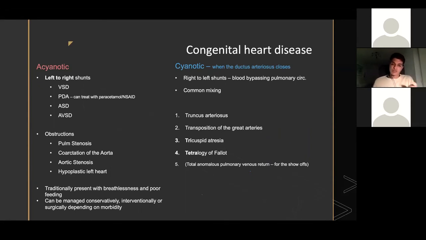And then for the show offs, number 5 is the 5-worded total anomalous pulmonary venous return. Don't ask me about it. I don't know too much about it. You do not need to know about it for your finals. Don't ask me any questions.